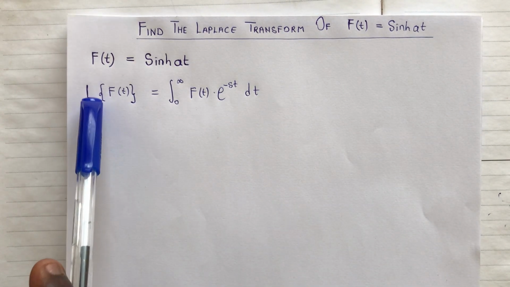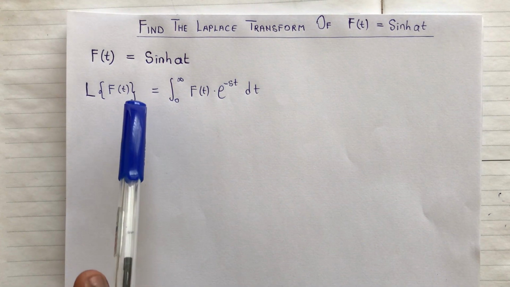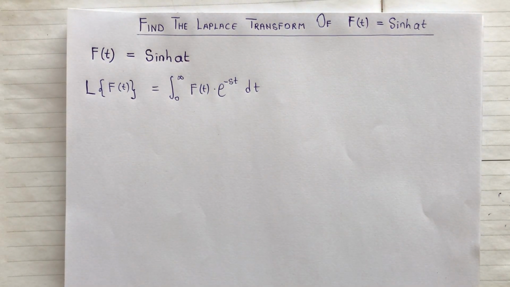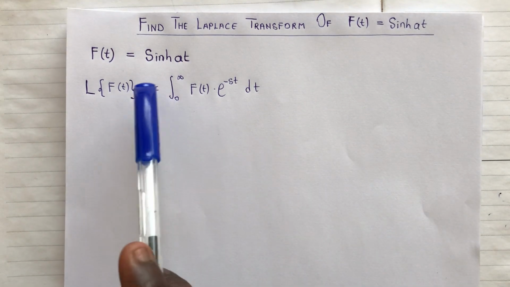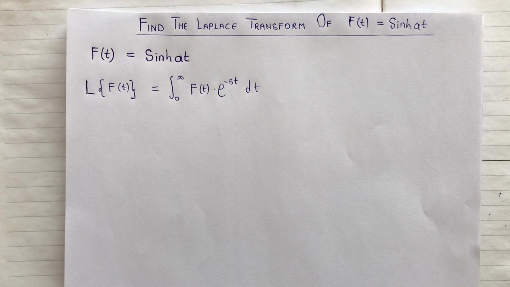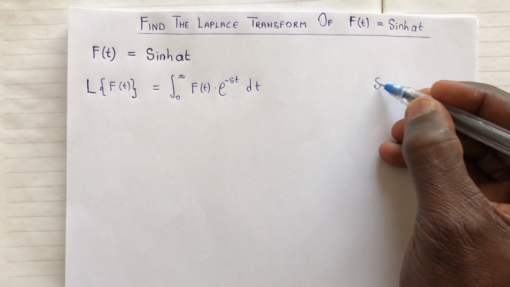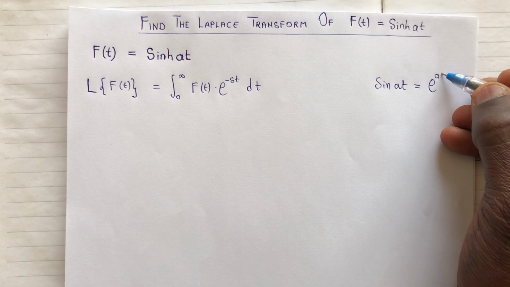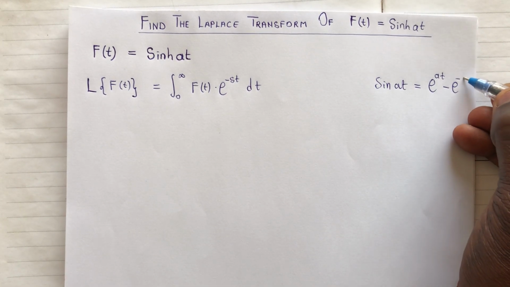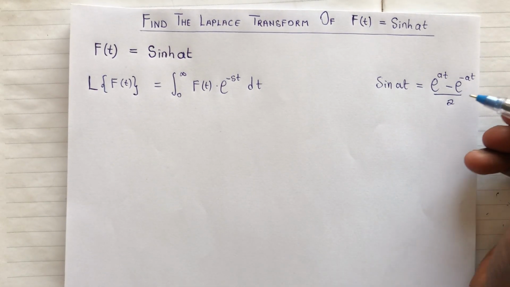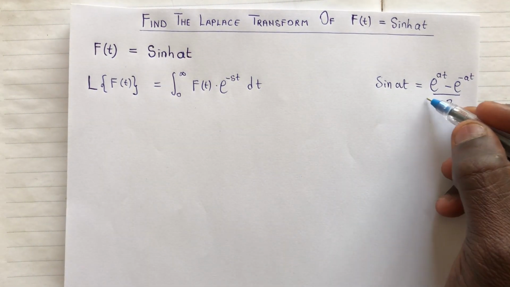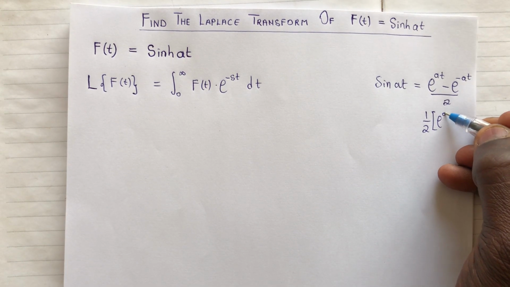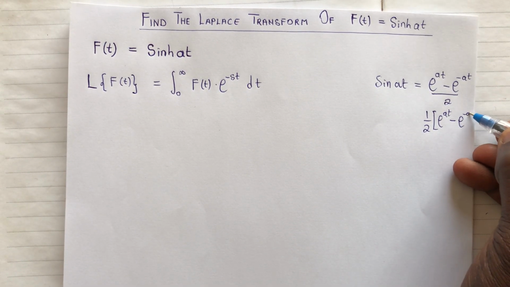So we learned that the Laplace transform of a function f of t is given as the integral from 0 to infinity of f of t times e to the minus st dt, and we integrate the function. Okay, so we know that in hyperbolic functions, sinh at is equal to e to the power at minus e to the power minus at, all over 2. Or you can factorize the 2 out, making 1 over 2 times (e^at minus e^(-at)).